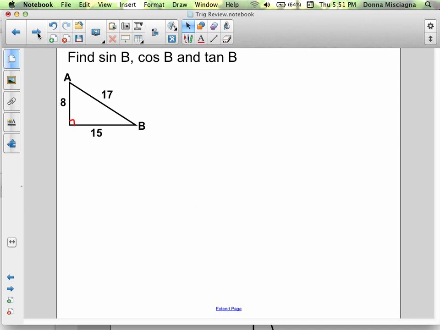All right, so now we're going to find the sine, cosine, and tangent ratios from angle B's perspective. So again, first step, mark the angle of reference. Second step, label your sides. On the other side of the triangle is the opposite side. Let me move that over a little bit. It's a little cramped there.